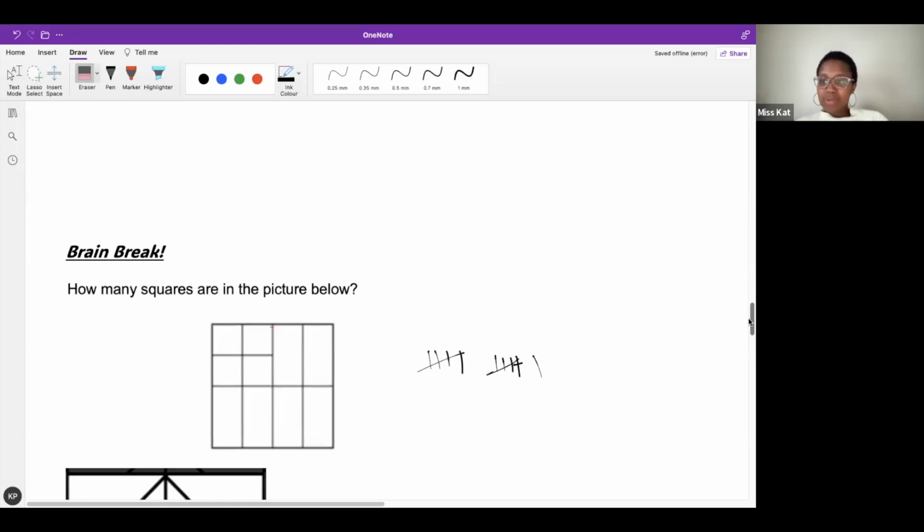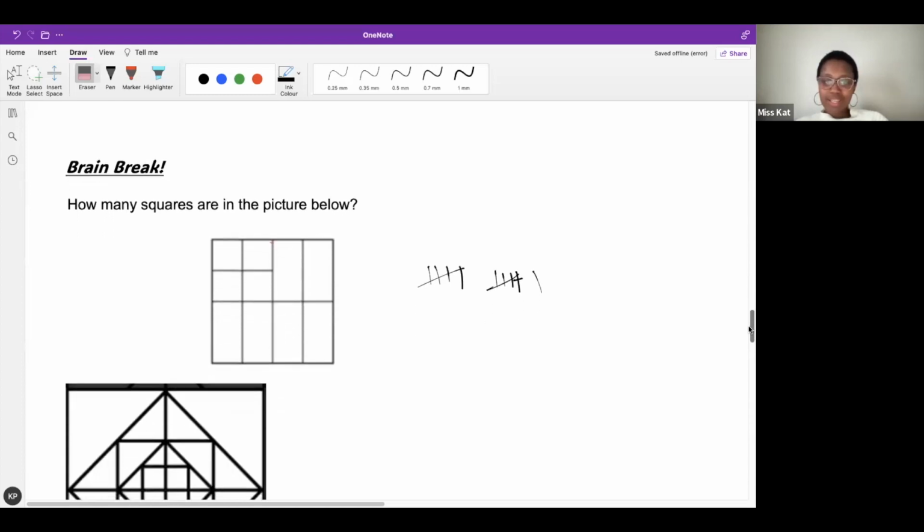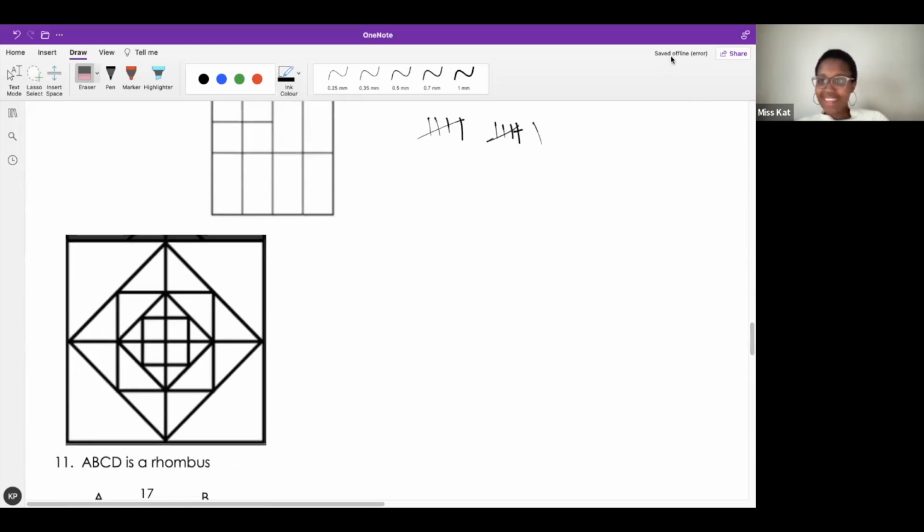Yes, brain break means gym your brains. Do you want to dance during a brain break? Now that is a brain break. How many squares are in this diagram, guys? What a way to end off with a bang. Honestly, I give up. Who was that?